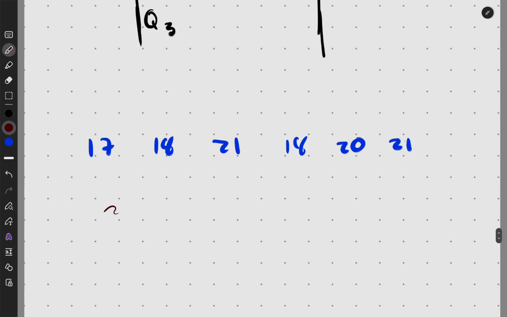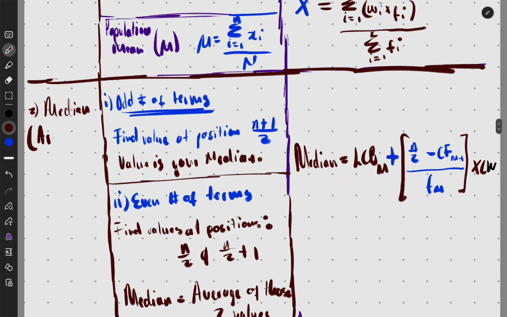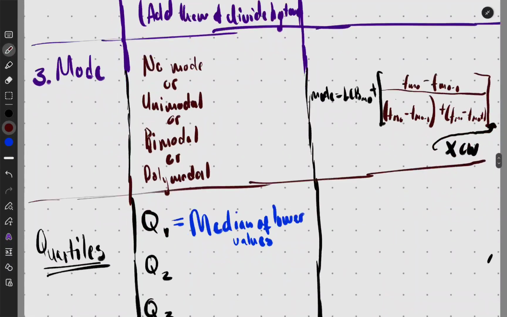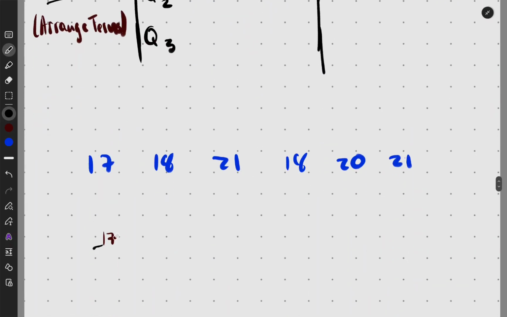For you to find the median, you have to arrange the terms. That's the same thing for quartiles: the terms have to be arranged in order of size. So once you have done that, you should get the median itself first. So this should be arranged 17, 18, 18, 20, 21, and 21.